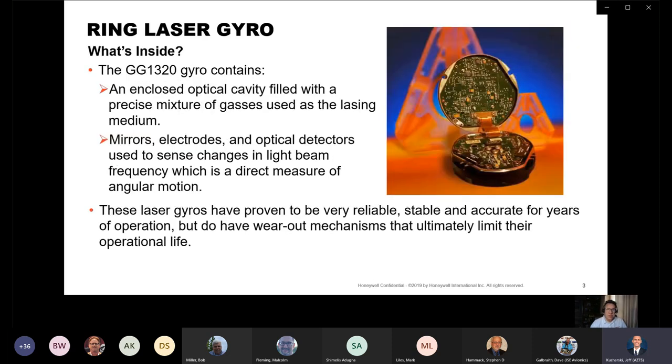So what's inside these gyros? Well, they contain an enclosed optical cavity that's filled with a precise mixture of gases used as the laser medium. They also contain mirrors, electrodes, and optical detectors used to sense changes in light beam frequency, which is a direct measure of angular motion. These laser gyros have been proven to be very reliable, stable, and accurate for years of operation, but do have wear-out mechanisms that ultimately limit their operational life.